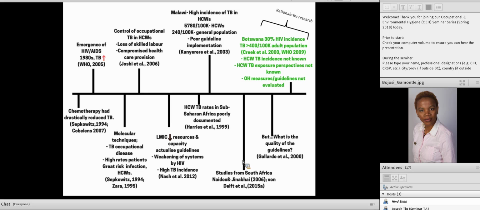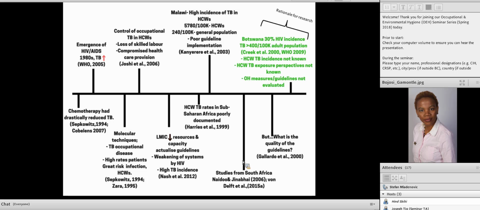In high-income countries, I should say, they came up with infection control measures and occupational health measures, such as negatively pressurized isolation rooms with proper air changes and personal protective equipment to protect the healthcare workers. And so they realized that, in fact, the rates of TB among healthcare workers were reduced. In lower and middle income countries, however, because of the HIV burden and the weakening of healthcare systems by HIV, these measures were not able to be put into place because of lack of resources.